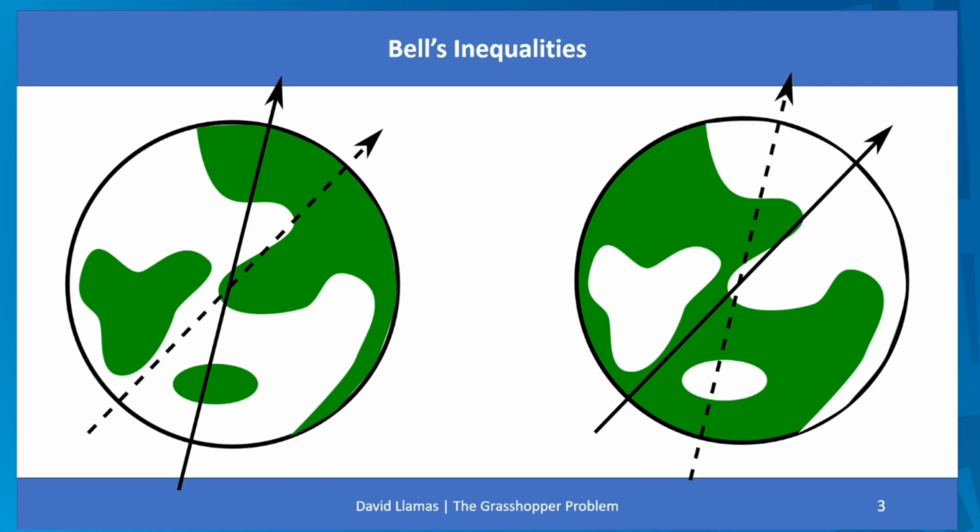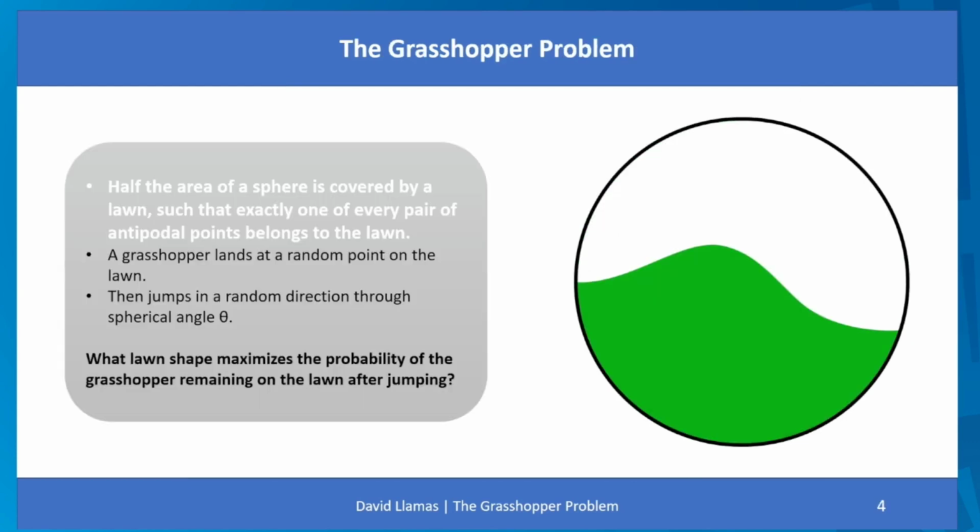So now the question is, how do we find these local hidden variable models? Well, consider the Grasshopper. We start off by covering half the surface of the sphere in a lawn, such that for every single point on the lawn, the antipodal point is not on the lawn. And so you can see lawn here, not lawn here.